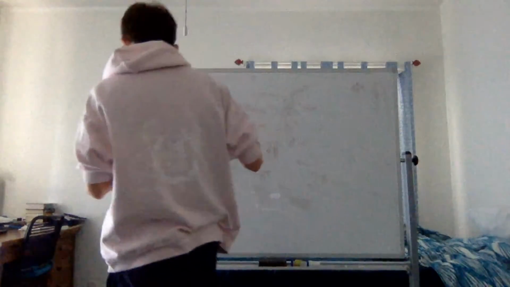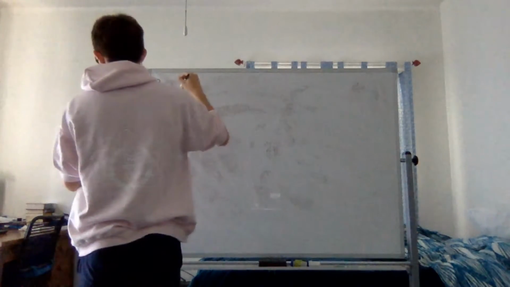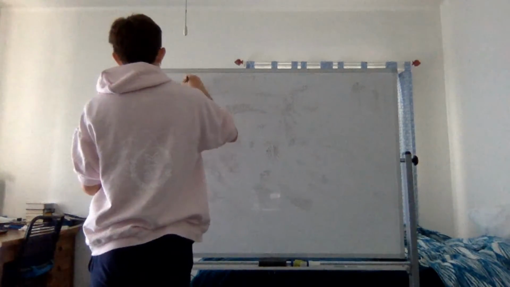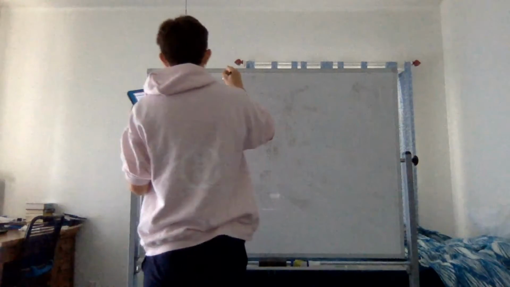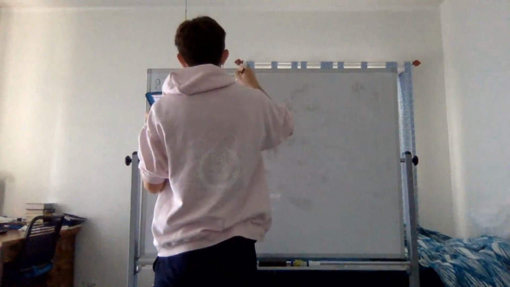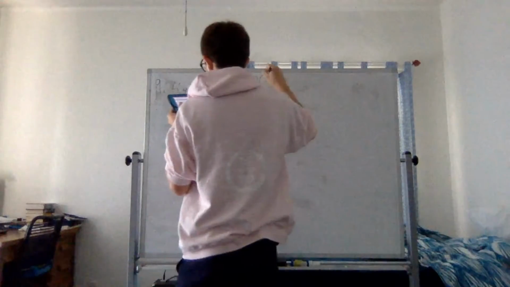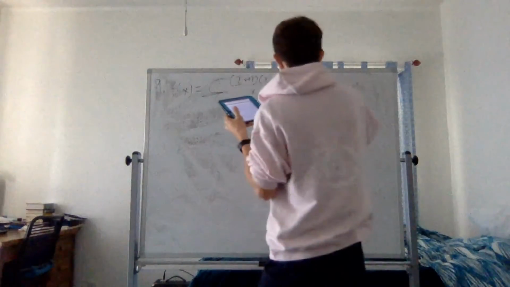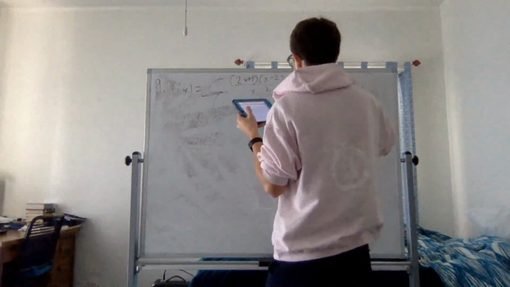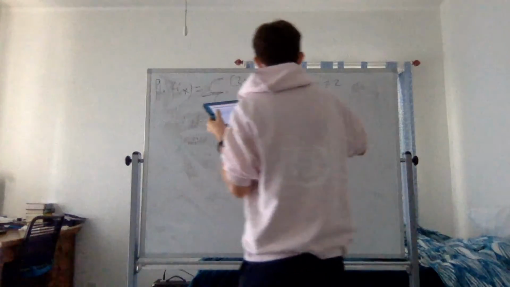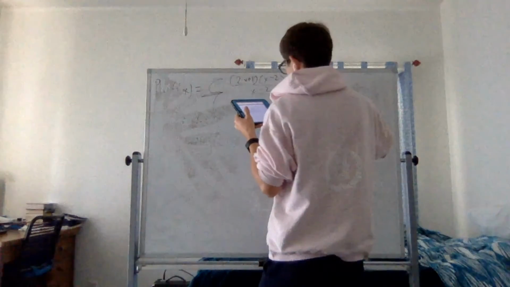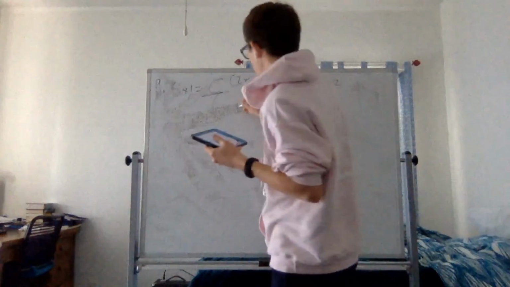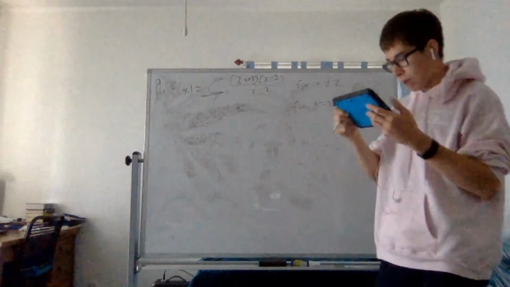Okay, that was 8. Number 9. Let f be the function defined above. We're given this piecewise function: f of x is equal to the quantity 2x plus 1 times x minus 2, over x minus 2, for x not equal to 2. Then we're given k for x equal to 2. For what value of k is f continuous at x equals 2?